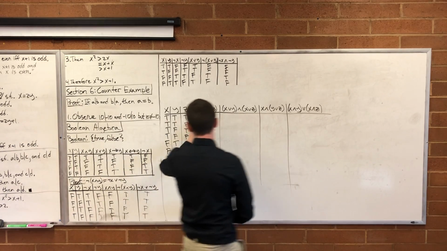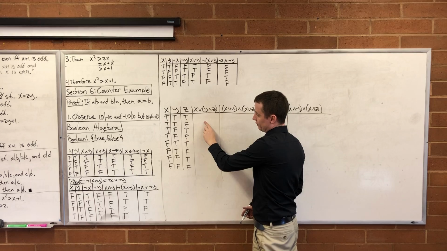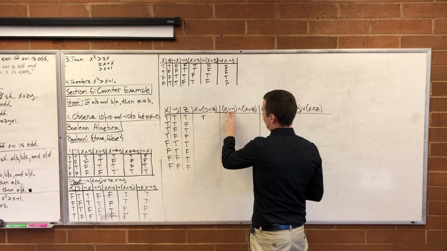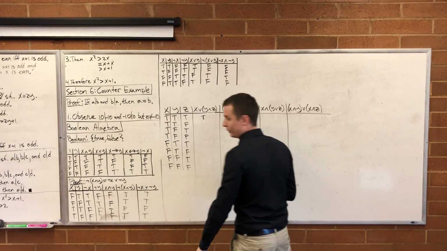What is true and true? True. True or true is true. True or true and true or true is true. Alright, so it worked in the first case.